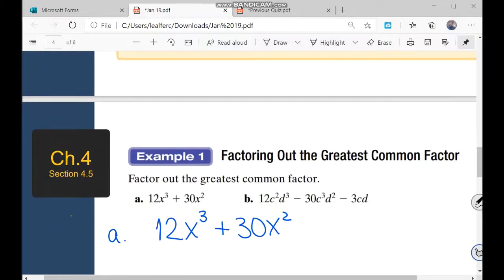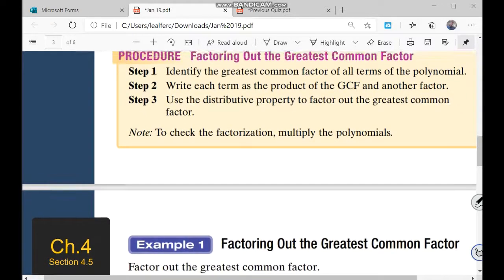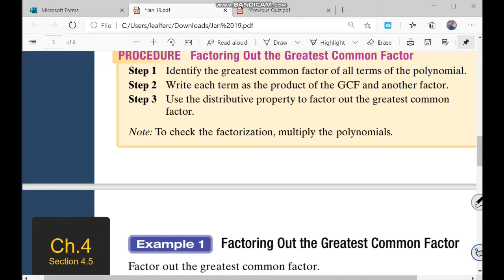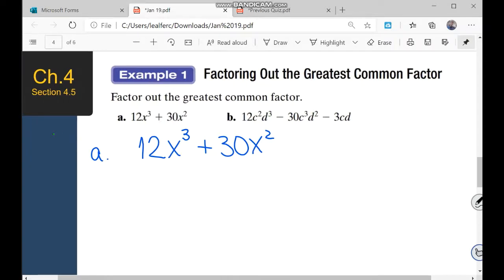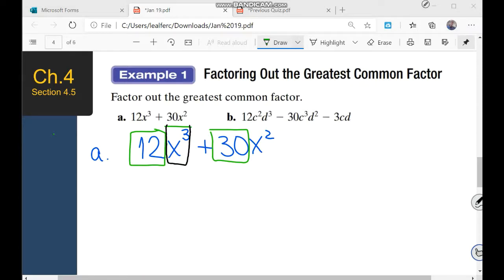First, identify the greatest common factor. That's what we're going to do. And we will identify first the greatest common factor from the coefficients, the numbers, and after that we will find the greatest common factor from the variables, okay? And we just have variable x here. First, let's check the numbers.